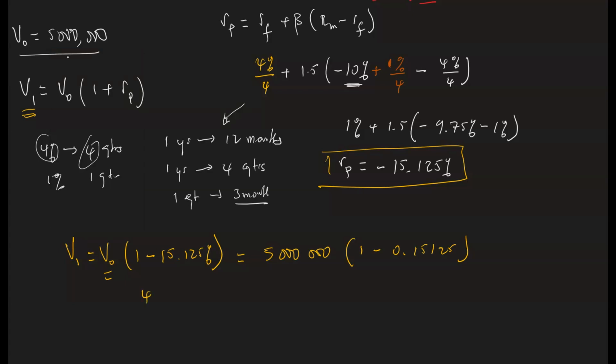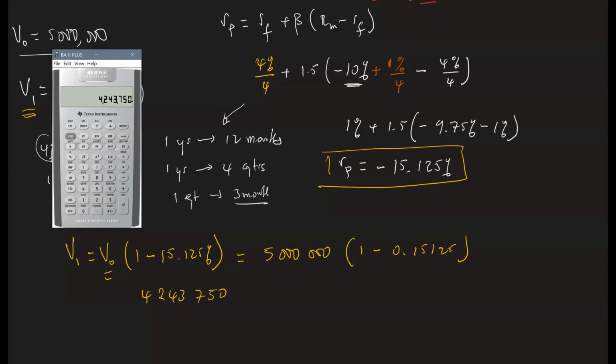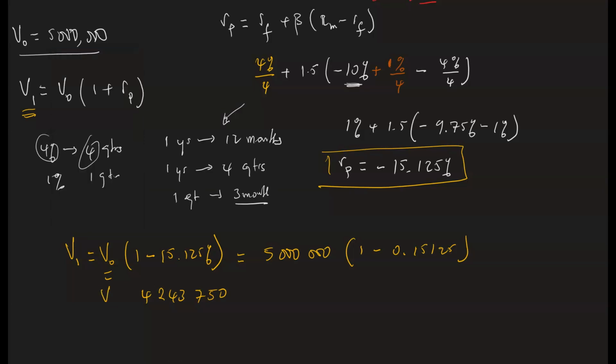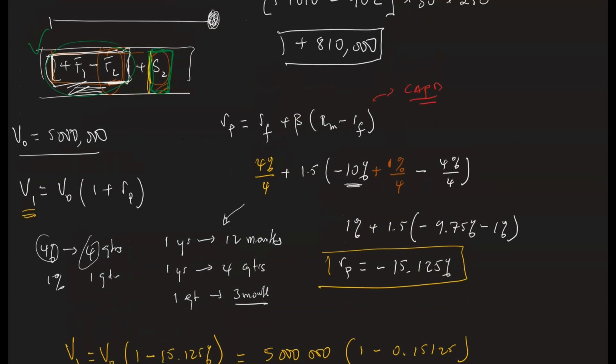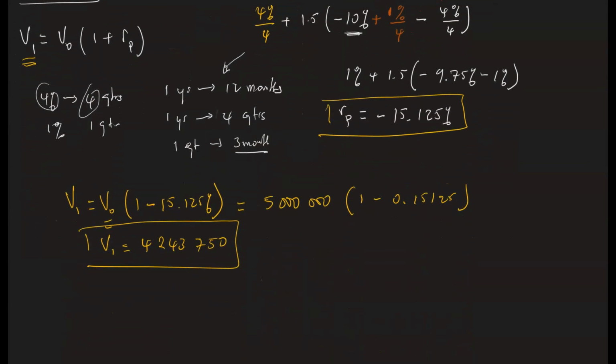4,243,750. Did I get that right? There we go, 4,243,750. So that's going to be the value of our portfolio in the future. And this value is in effect what we needed here as S2. So altogether, what is the value of our portfolio at the end of the day?